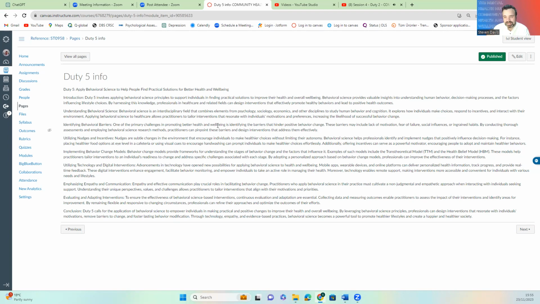Implemented behavioural change models. So understanding change models is really important. Behavioural change models provide frameworks for understanding the stages. Again, if you've not done behavioural change before, there is a course in course box that you can do, or you could just do a bit of research on behavioural change. But for example, there are models out there called the transtheoretical model, or the health belief model. These models help practitioners to tailor interventions to individuals' readiness to change and assess specific challenges associated at each stage.